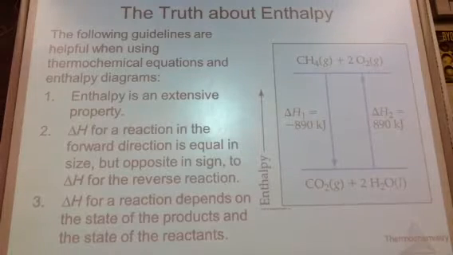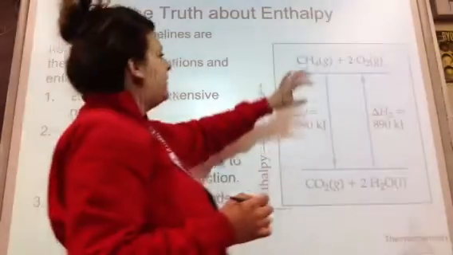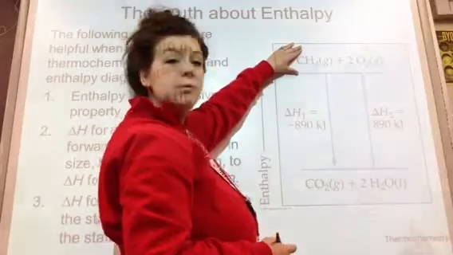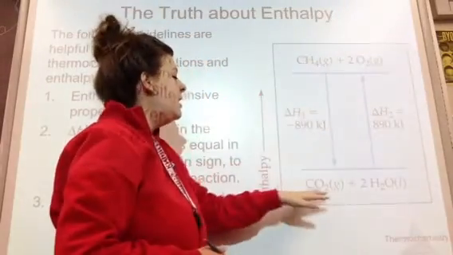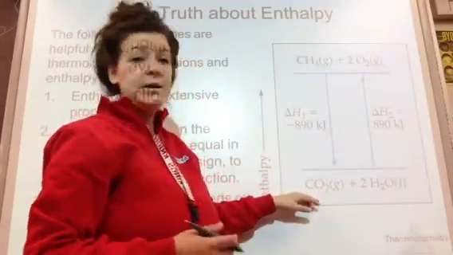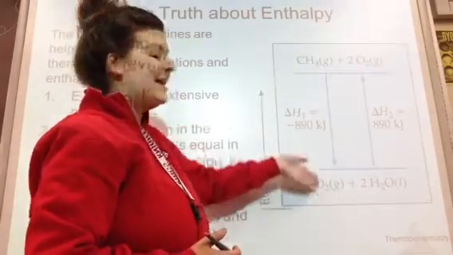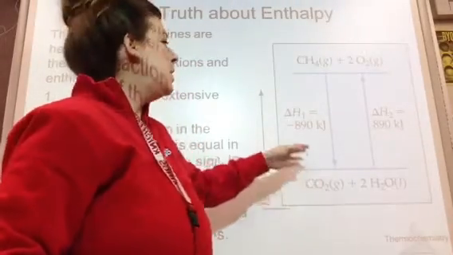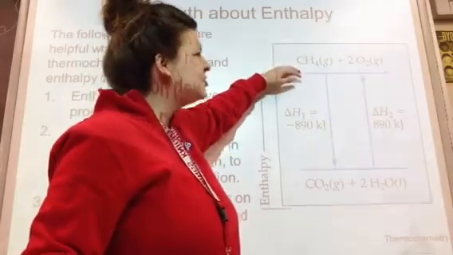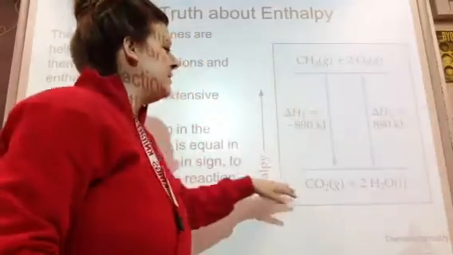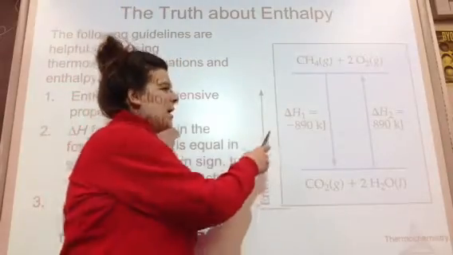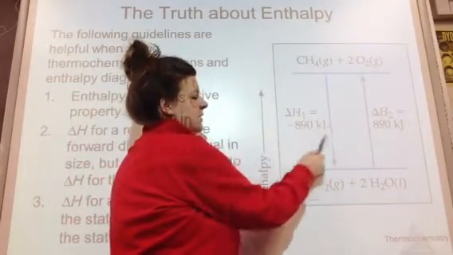Number 2, delta H, my change in enthalpy for a reaction in the forward direction, is equal in size but has an opposite sign to the delta H for the reverse reaction. So if my reactants were methane gas reacting with oxygen, and my final state is carbon dioxide and water, I could see that this would be an exothermic process. My initial state has a higher energy than my final state, so I would have that negative enthalpy change.